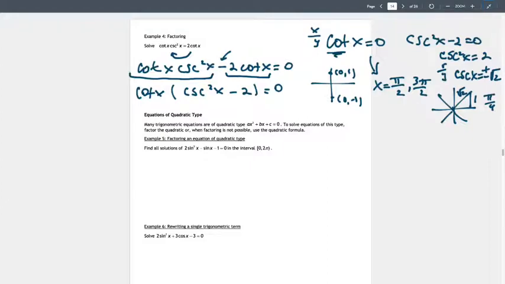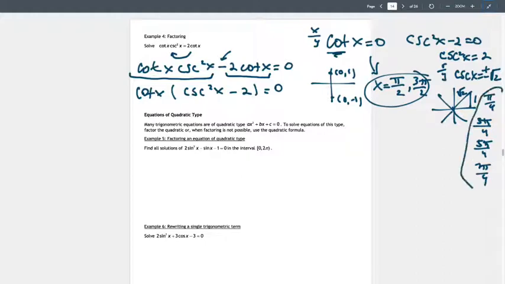So if they had asked me for the solutions from 0 to 2 pi, which they did not, I would give all four of those. I would say pi over 4, 3 pi over 4, 5 pi over 4, and 7 pi over 4, as well as these two here.